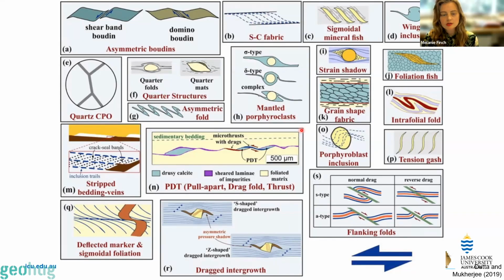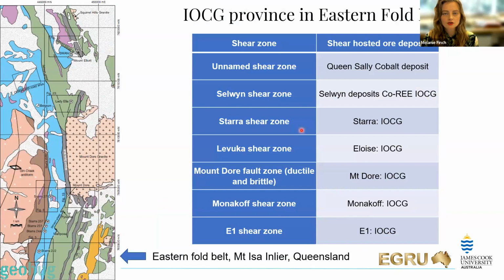So shear zones are very interesting because they are sites of ore deposits. We see that often shear zones are the host of mineral deposits, and here I've pulled out a few in the eastern fold belt, the Mount Isa Inlier in Queensland. So we've got the Starra deposits that formed along the Starra Shear, and then we've got a number of different shear zones along here. And so sometimes these ore deposits form actually within the shear zone. And then in other places like Mary Kathleen and Ernest Henry, the shear zones are adjacent to the ore deposit.